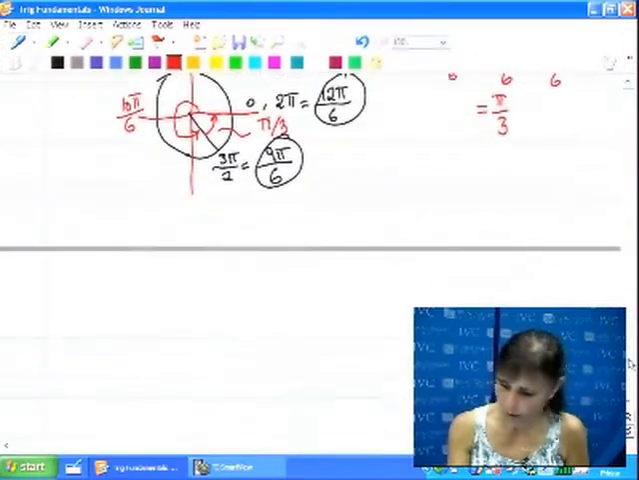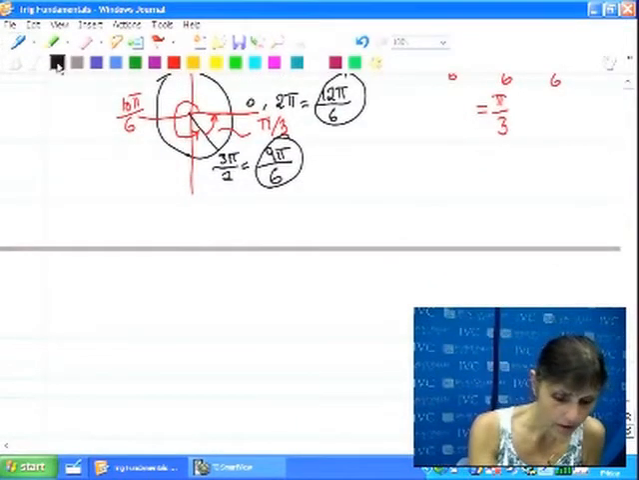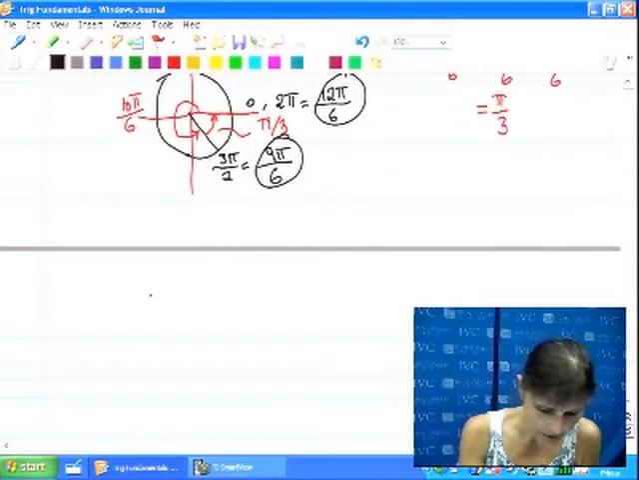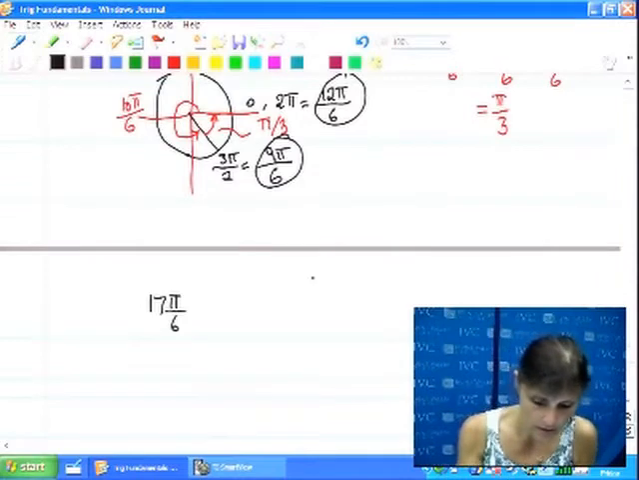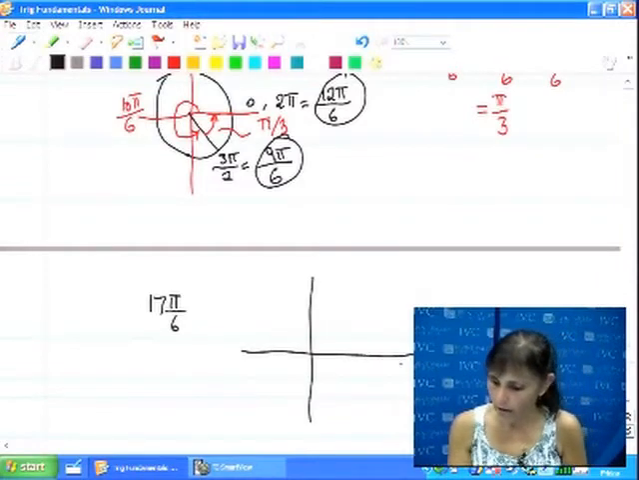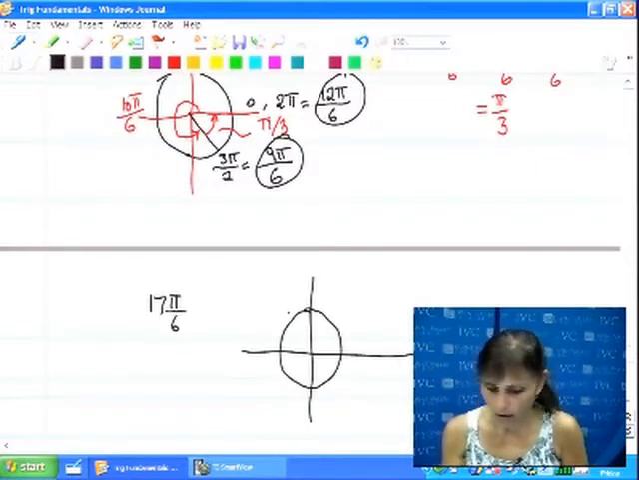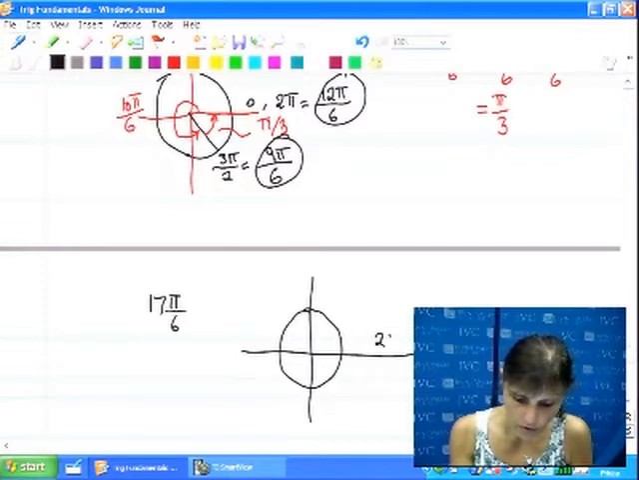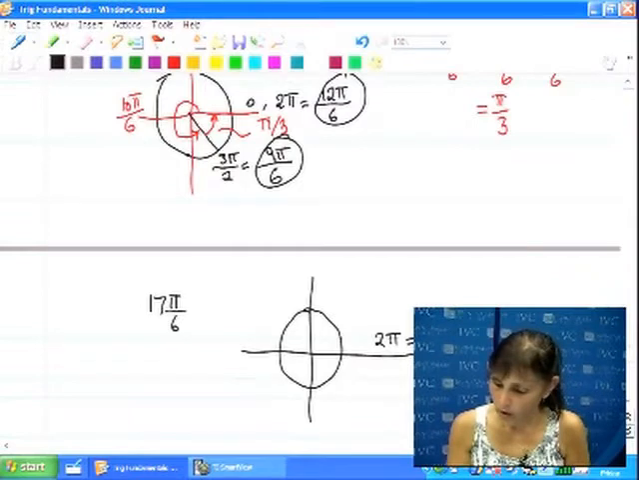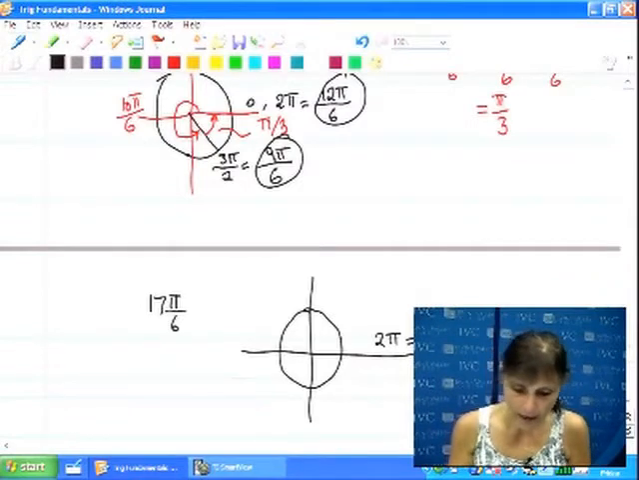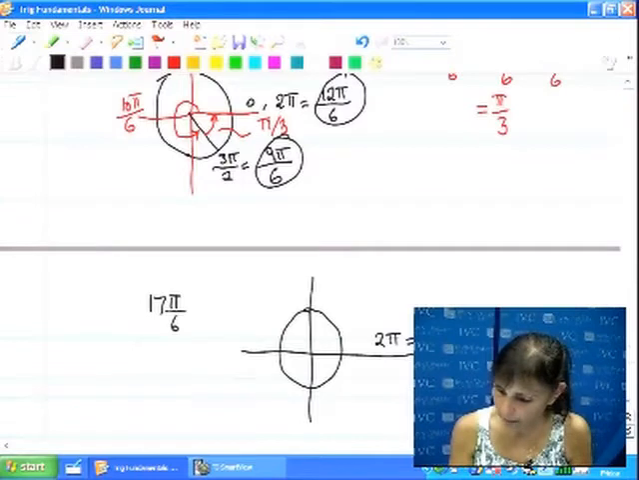Maybe I will do 17 pi over 6 with the same kind of approach. Where is it and what is its reference angle? So let's look at it. All right. Now, I know that when I go around one time, it's going to be 2 pi, which is the same as 12 pi over 6. 12 divided by 6 is 2. Okay? So I go around one time, and then let's see what happens.